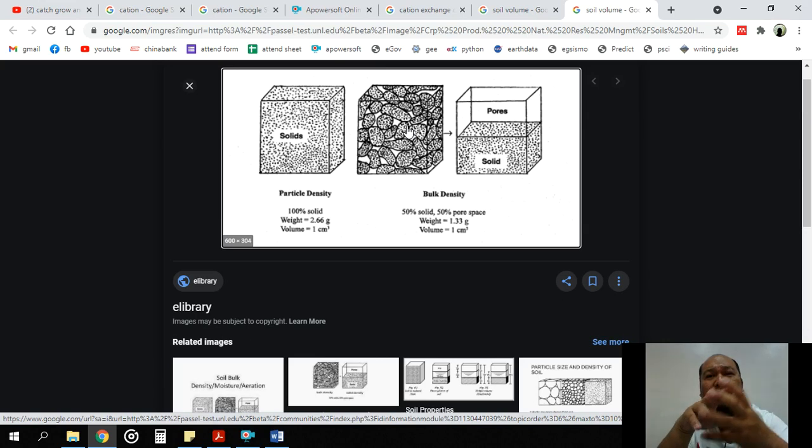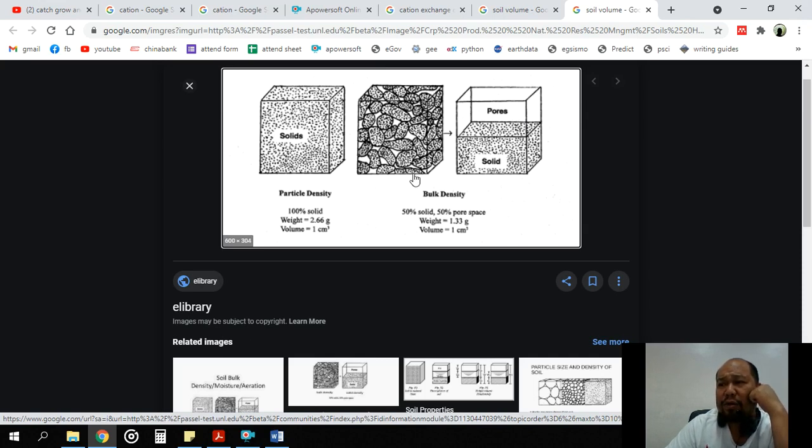So, the total volume, if we think about the sardine can as our core sampler, we push it into the ground, and then we get a soil sample inside. Its total volume is actually composed of one, the soil particles, and two, the pore spaces. The pore spaces are either occupied by water or air. So the total volume is equal to the volume of solids plus the volume of pores. Does that make sense? I think that's easy to understand.